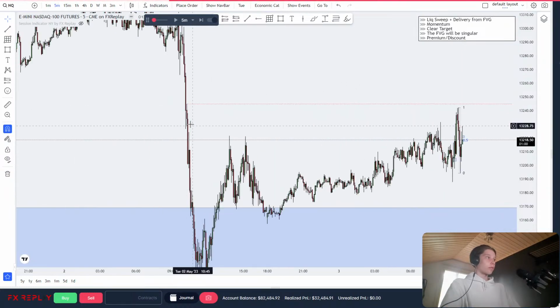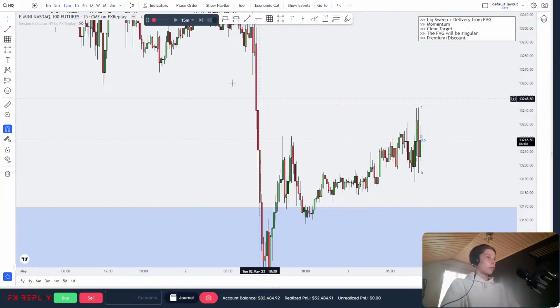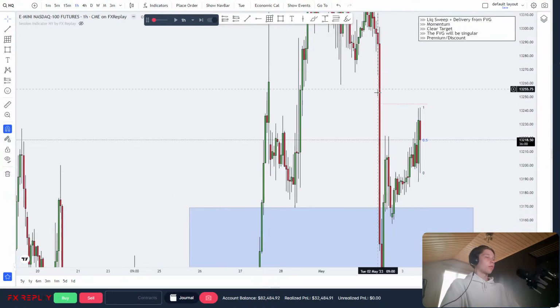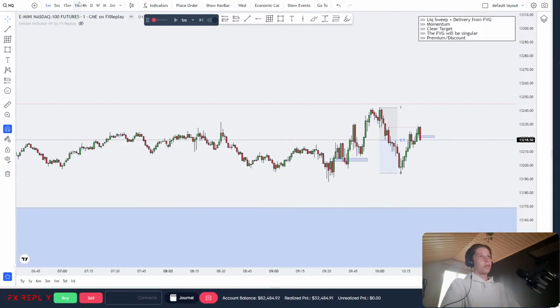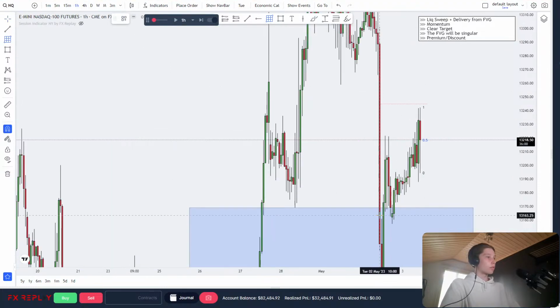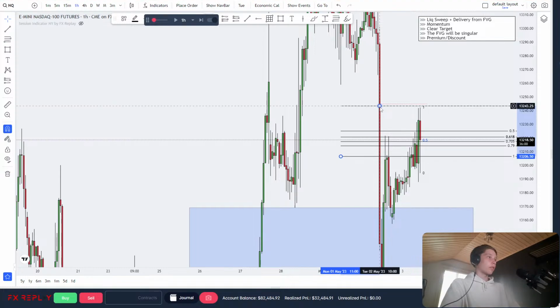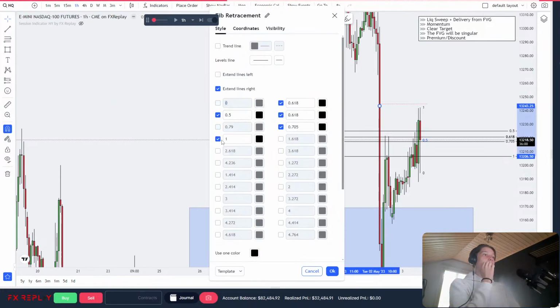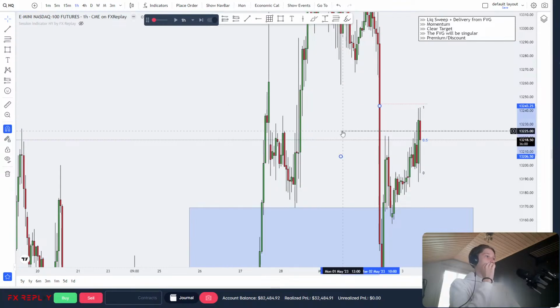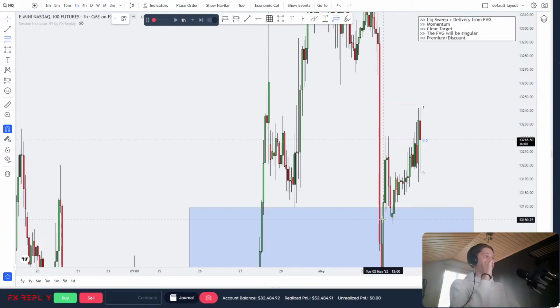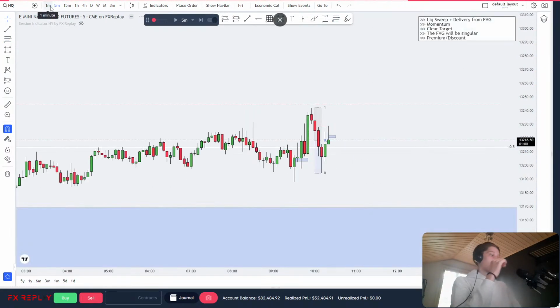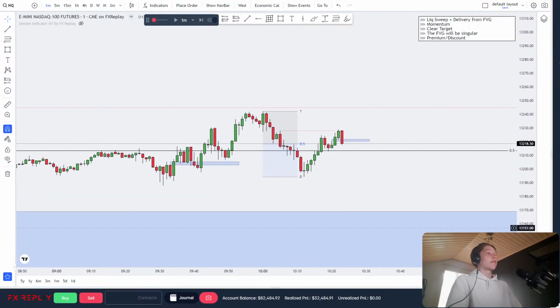We are delivering from FVG, possibly like here, but do you need to see rejection from here? Not necessarily. This is an hourly fair value gap, so let's see where the consequent encroachment is. There you go, that one. Let's just have it like this. So now we can measure the consequent encroachment with our FVG like that, with our FIB like this. This is pretty cool. So that gets flipped.